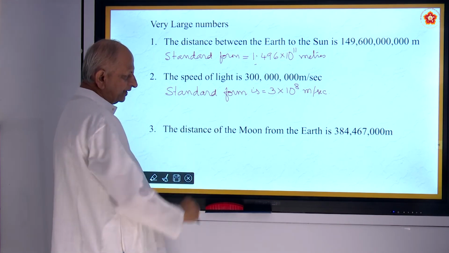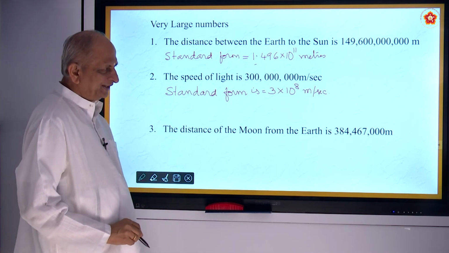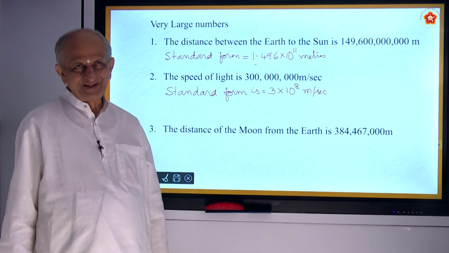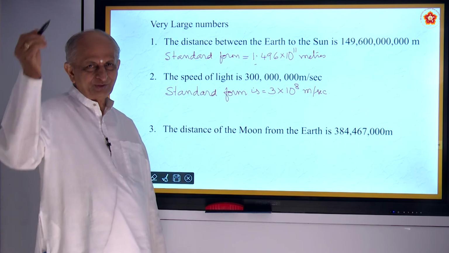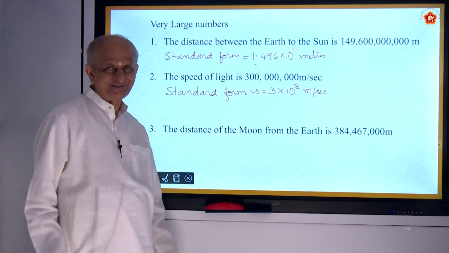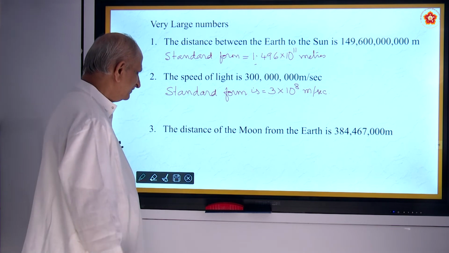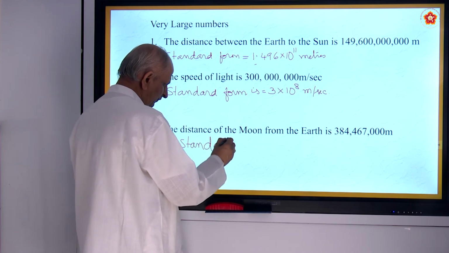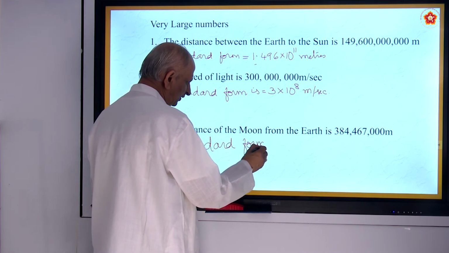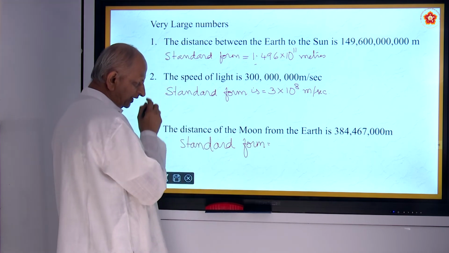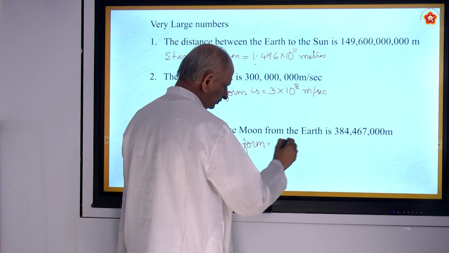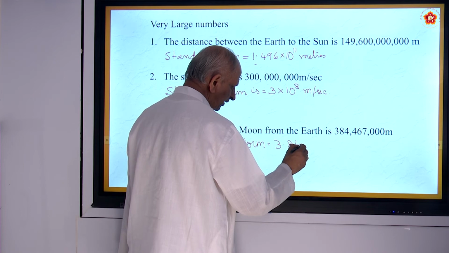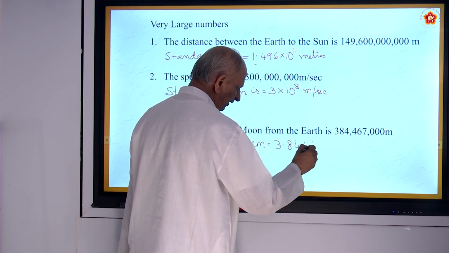So whatever photos we have seen, we are writing as distances. That is called large distances in powers. So the distance of the moon from the earth. The moon is the nearest satellite, most beautiful, loved by all children. No? When children are in the mothers' hands, they are shown the moon. There are so many songs calling the moon. Correct? So the standard form of this, and the standard form can be used for small items also, like the size of bacteria. Here you have to write it between 1 and 10. We will take it as 3.84467.